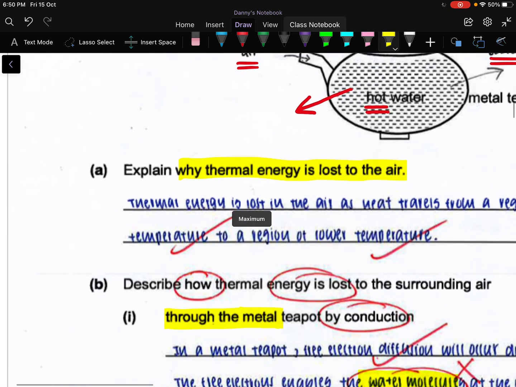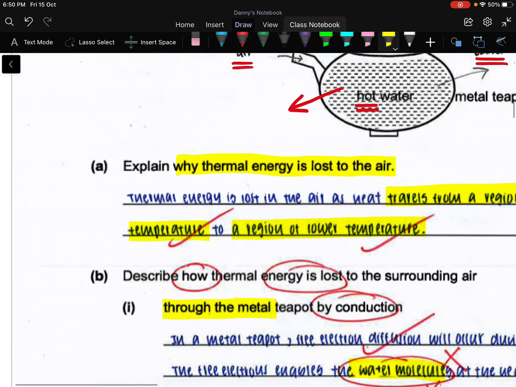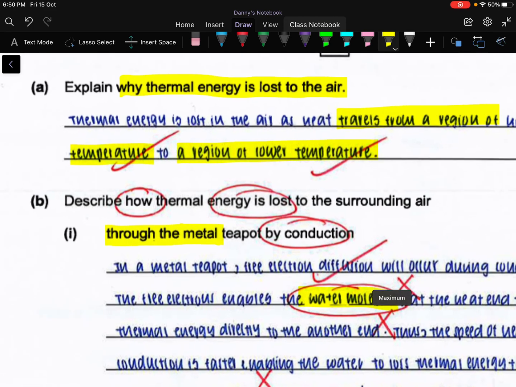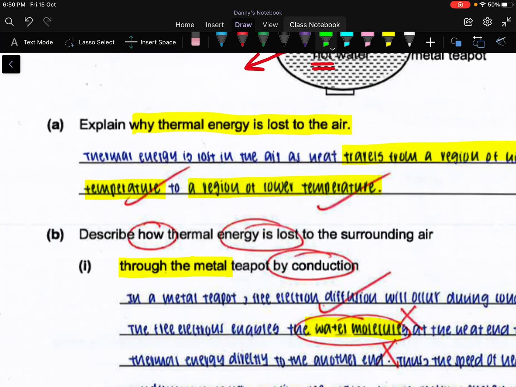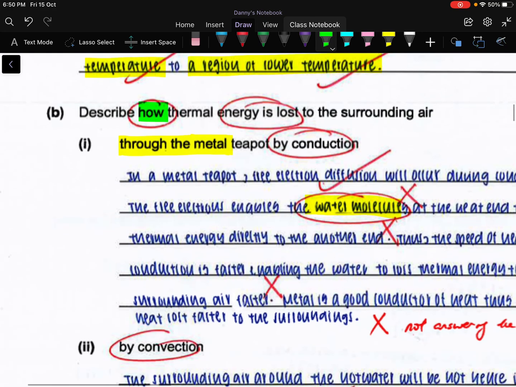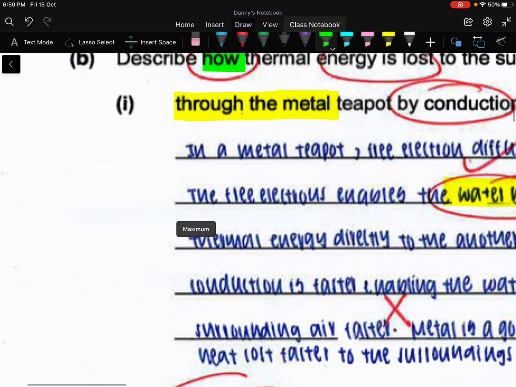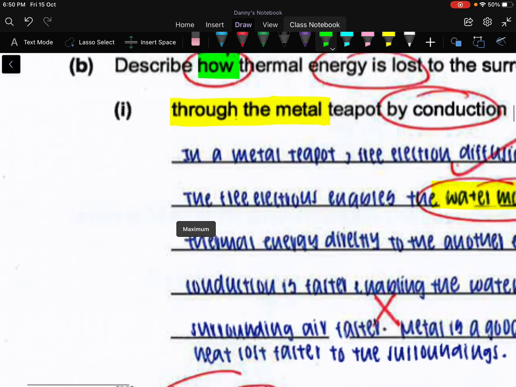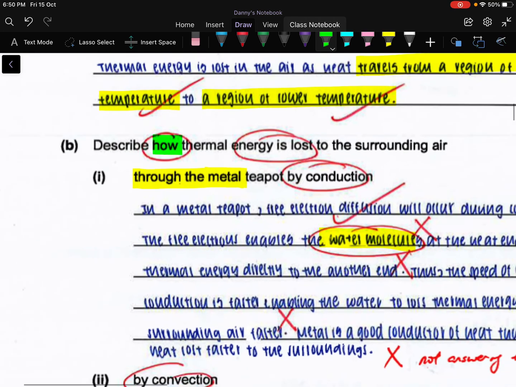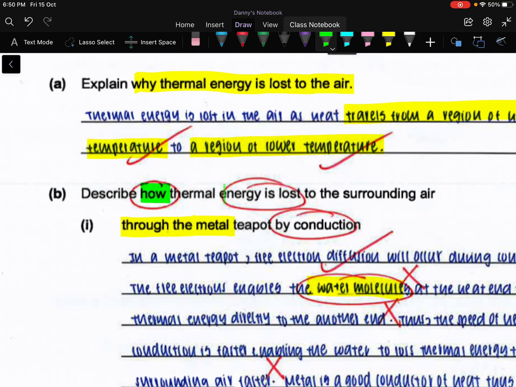Now for B part 1, if you are unable to get most of its marks, it means that you have not tried out the TYS question. It is from a TYS question. So for part B, you are actually asked to describe how, meaning that you need to tell me the process, whether it is conduction, convection, and of course, if you look at the number of answer lines, there are 5 answer lines, meaning that you need to really describe the processes involved in great detail. And they already tell you that the energy is lost to the surrounding air.